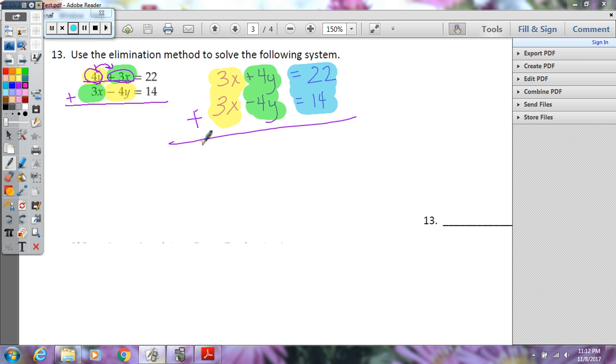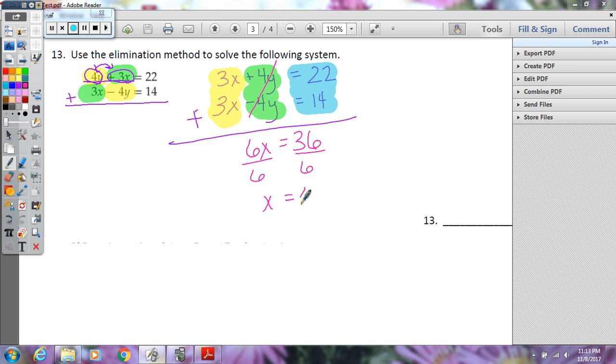Now, if I'm going to use the elimination method, what I need to ask myself is, is something going to cancel? Or do I need to manipulate this? Well, guys, 4y minus 4y, that cancels. So I don't need to manipulate. This one's kind of nice. 3x plus 3x is 6x. 22 plus 14 is 36. Okay, so now I'm just going to keep solving for x, divide each side by 6, and I get x is equal to 6.